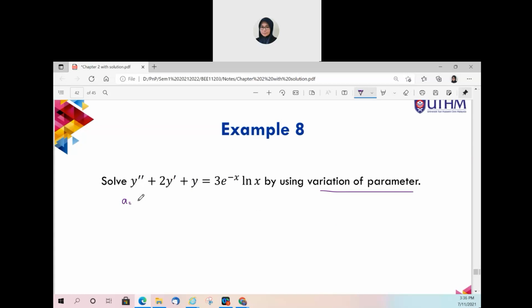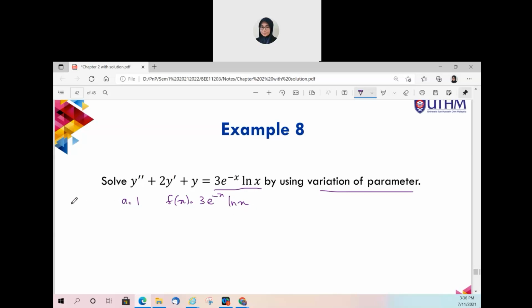A is, what is your A? 1. Fx? 3 eksponen negatif x ln x. Okay, so A equals to 1, Fx equals to 3 exponent minus x ln x.